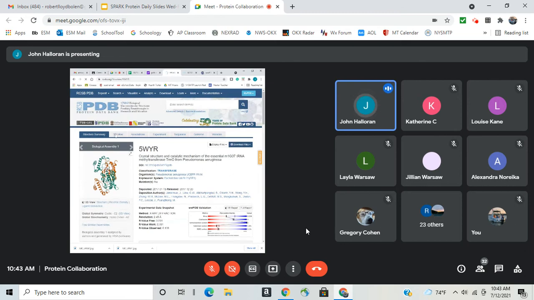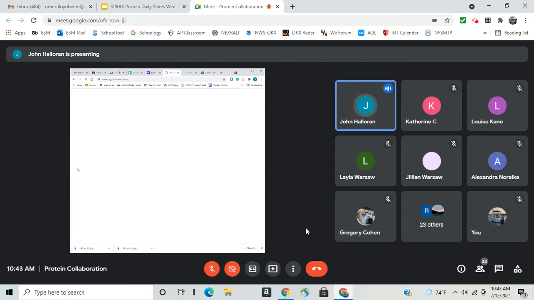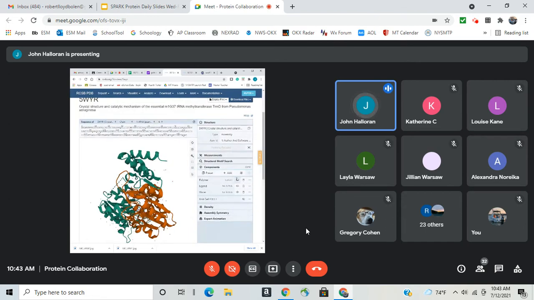You can click on this 3D tab if you really just want to explore the structure a little bit more. And there are some tools here. You can hide things and make things visible, change colors.